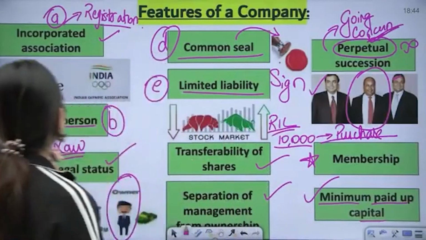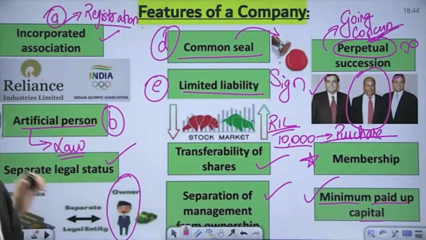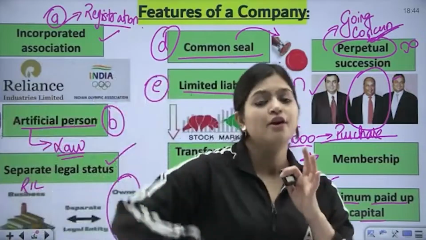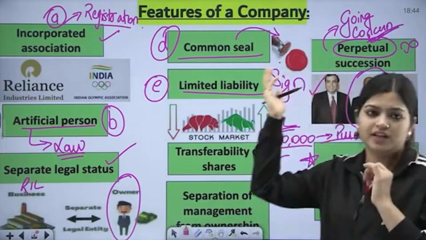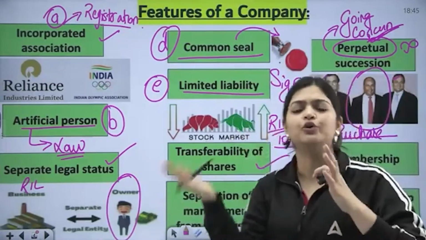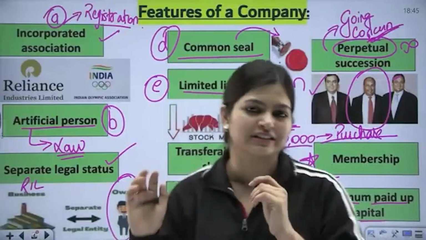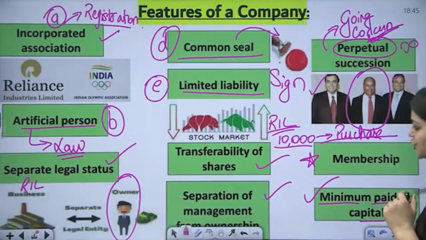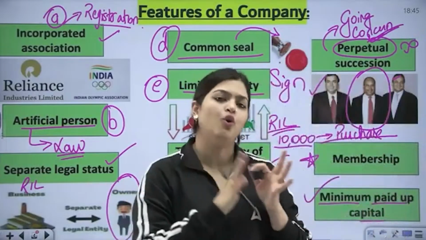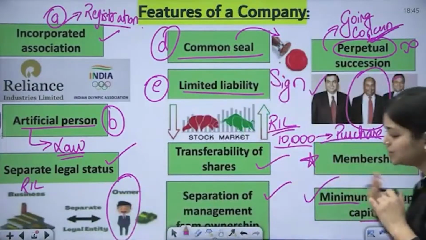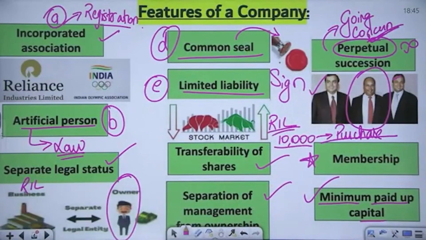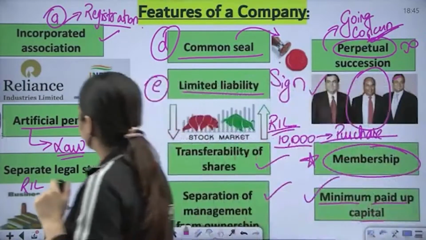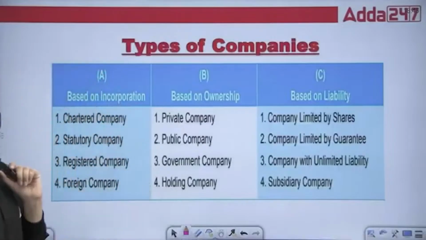Again, I am repeating. Incorporated association, artificial person, means your company is going to be separated from your owner. And we have one more feature based on that. Then we have common seal, means signature. Limited liability, whatever amount you are investing, you are liable for that amount only. Then you have transferability of shares, separation of management from your owners. Then we have perpetual succession, means your company will go on till infinity. And then you have membership and minimum paid up capital. Now what is this membership? I will cover it when we talk about types of companies.